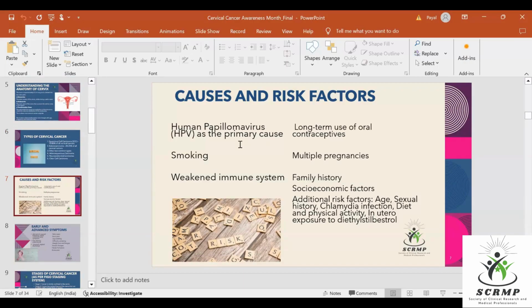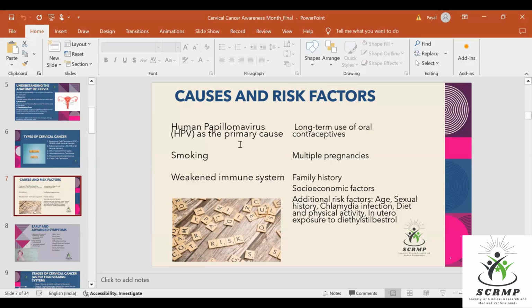Now, you will be surprised to know that there are over 200 types of HPV strains, but only 14 are considered high risk for cervical cancer. HPV-16 and HPV-18 are responsible for approximately 70% of cervical cancer cases globally. Of that, 50% are HPV-16 and 10 to 20% are HPV-18.